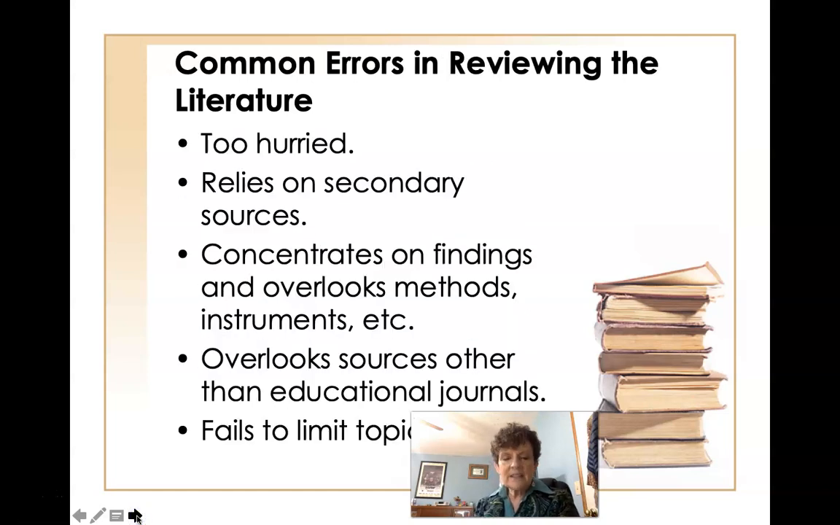So what are some of the things that we all do when we're trying to review the literature? We try to rush through it. Sometimes we don't go to the primary source. We might review a document that is written based on somebody else's research. Sometimes we don't look at the methods and the instruments they used. We just look to see what they found out. And maybe what they found out, if you go back and look at their methodology, their research ways, and the instruments they use, they may not really correlate with what you're trying to do.